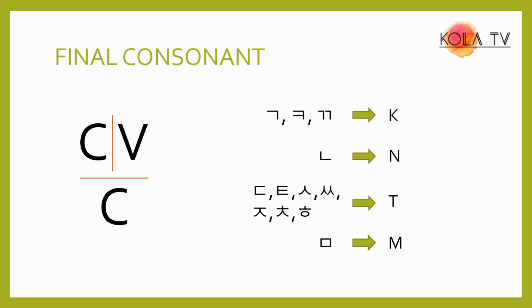All consonants can be used as final consonant except for sang digut, sang piup, and sang chiut, and they are pronounced in 7 ways. When these three consonants are used as final consonant, the sound is K. When this is used as final consonant, the sound is N. When these 7 are used as a final consonant, the sound will be T. When this consonant is used as final consonant, the sound is M.